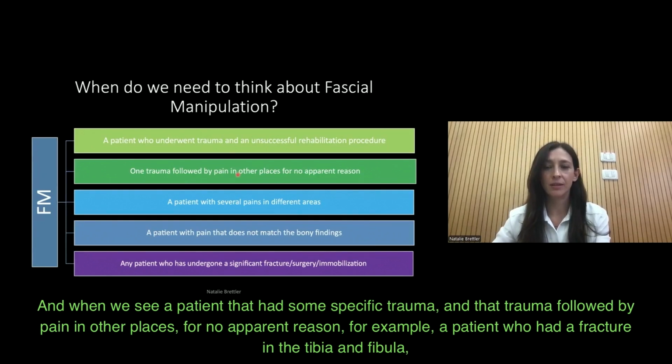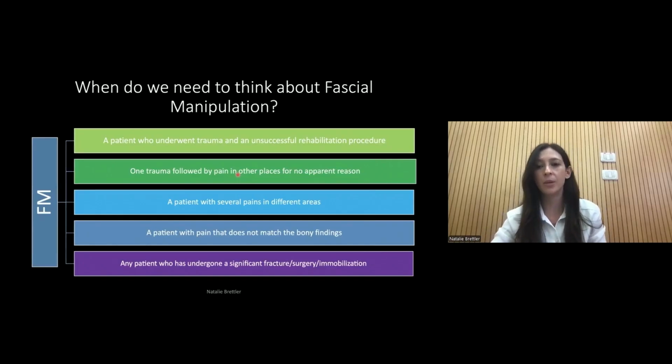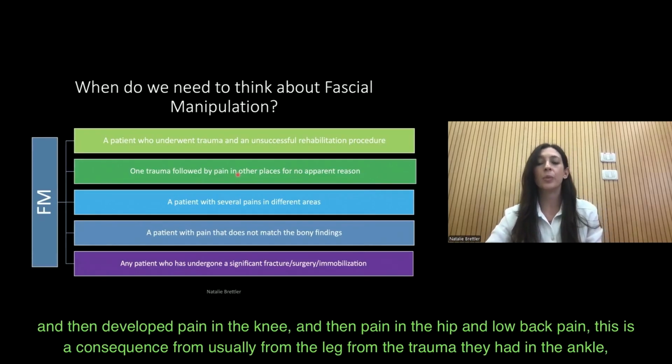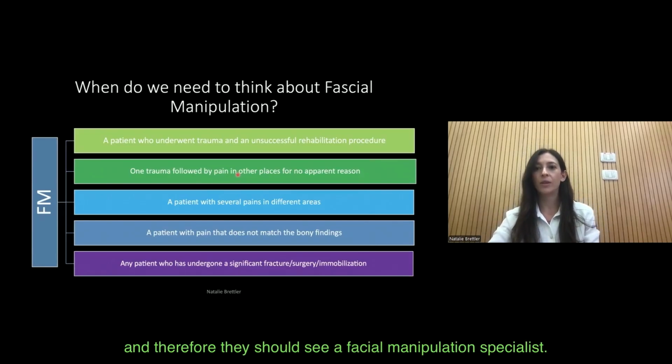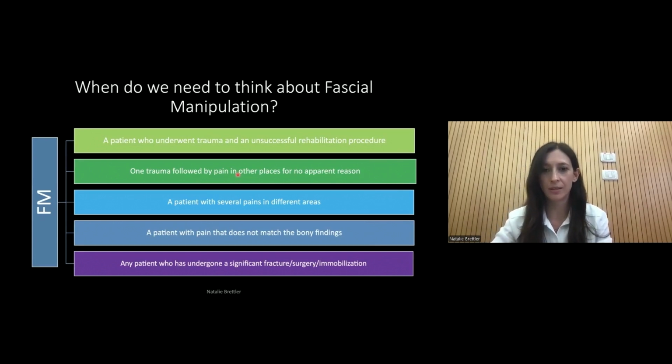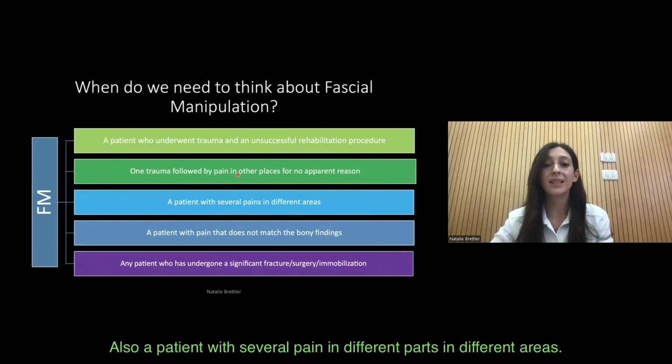When we see a patient that had some specific trauma, and that trauma was followed by pain in other places for no apparent reason, for example, a patient who had a fracture in the tibia and fibula, and then developed pain in the knee, and then pain in the hip and low back pain, this is usually a consequence of the trauma they had in the ankle, and therefore they should see a fascial manipulation specialist. Also, a patient with several pains in different parts, in different areas.